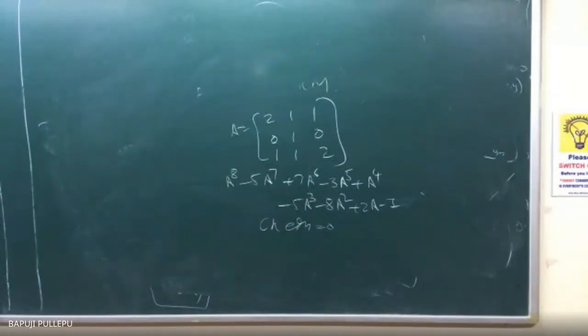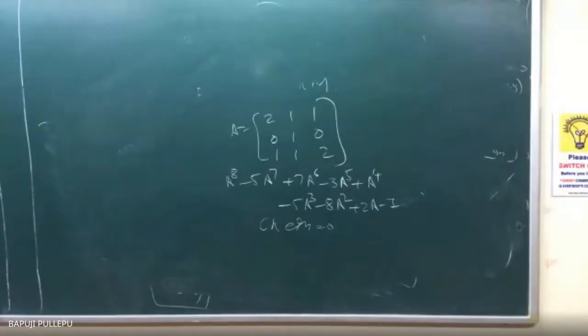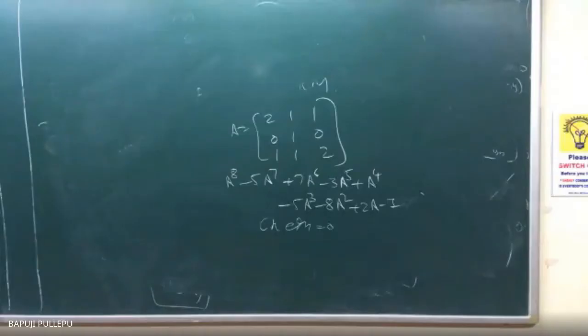Anyone? Others? All have given. Tell me, Arjuna. Lambda cube minus 5 lambda square plus 7 lambda minus 3 is equal to 0. So, I am believing you. Yash, tell me. Same answer or not? Different answer you got, all of you.